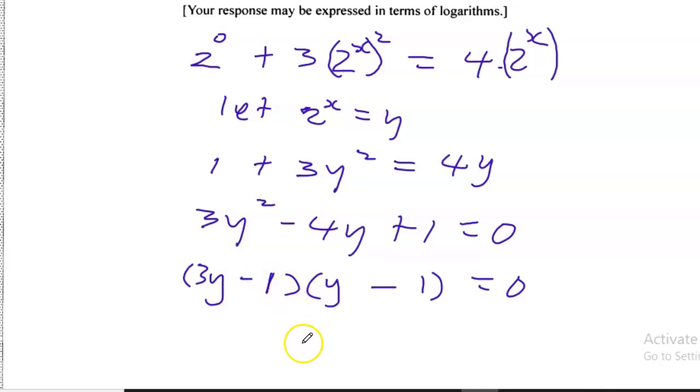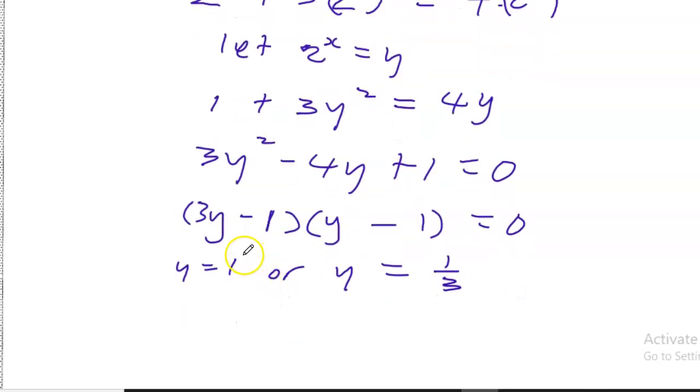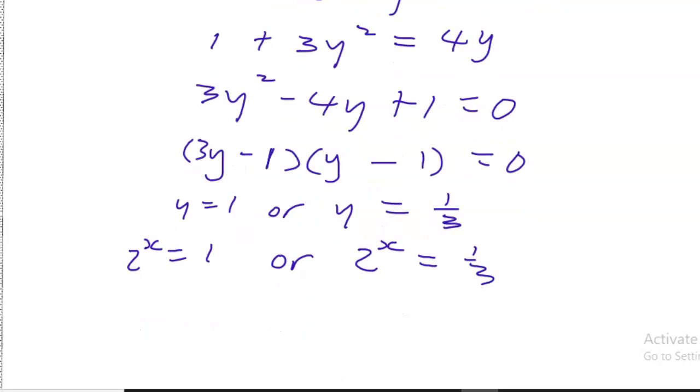Alright, negative 1 times negative 1. So, you set both brackets to 0 and solve. You get y equal to 1 or y equal to a third. Now recall that 2 to the x was equal to y. So therefore, 2 to the x would be equal to y, which is 1, or 2 to the x is equal to 1/3. And of course we can log both sides.